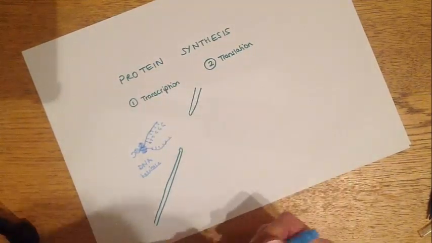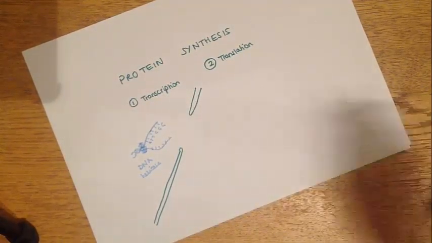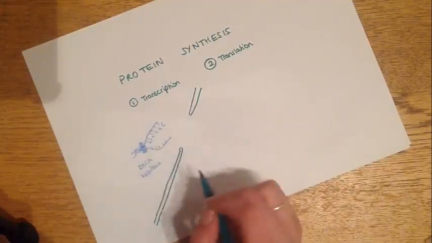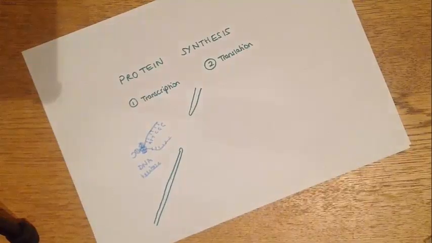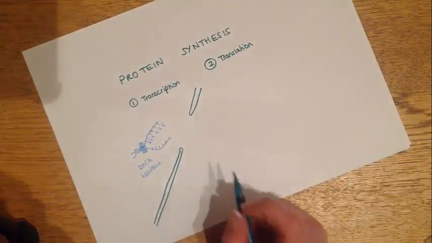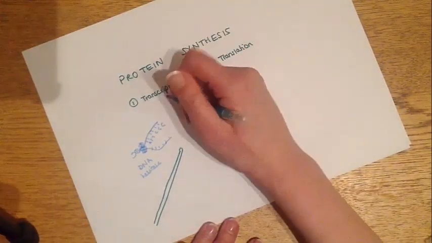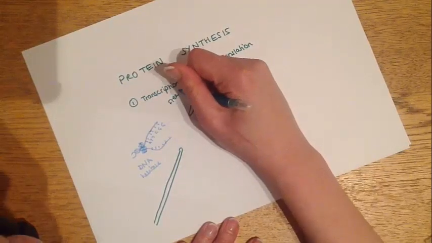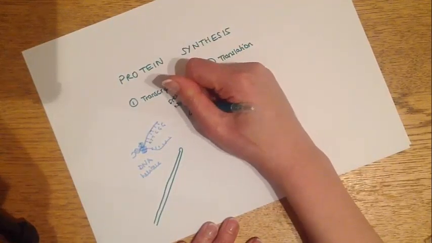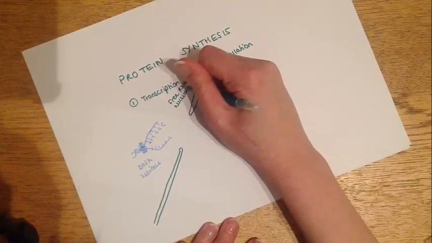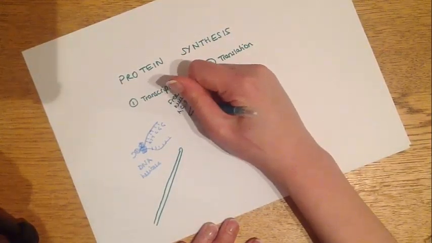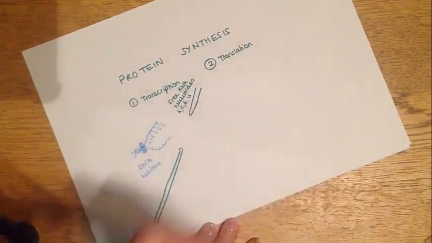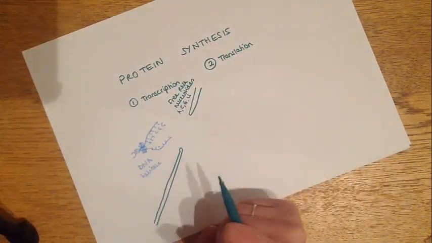So we use the same bases there. This time though, because we're making messenger RNA, which is single-stranded, we only need to use one of our 2 DNA polynucleotide strands. So inside the nucleus we have 3 RNA nucleotides. So we can make RNA. Some of them have A, some of them have C, some of them have G, and some of them have U. So this time, whenever there should have been a T, we're going to replace it with a U.